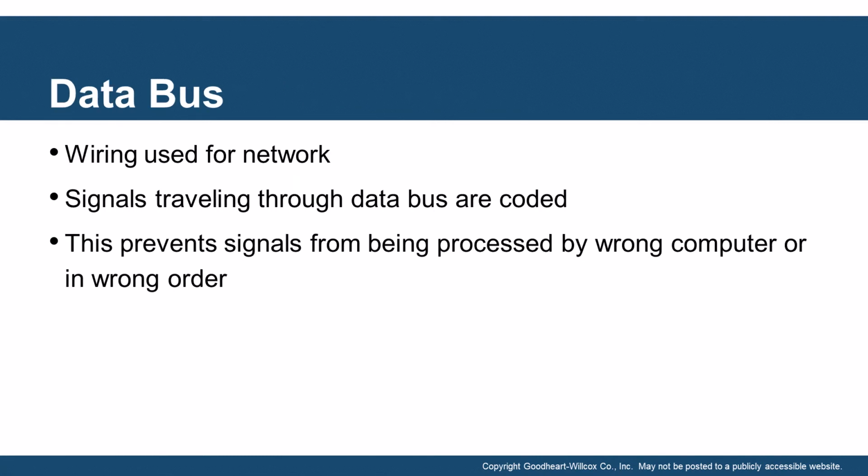With these networking systems, you're going to hear this term called a data bus. What's going on with the data bus? That is actually referring to the wiring that's used to create this network between the control units. The signals traveling through a data bus are coded. They actually have an identifier number, which is a specific address on where those messages are supposed to go. The reason for that is it prevents the signals from being processed by the wrong computer. If we give them a certain number, for example, 2, control units that are looking specifically for that number 2 will accept that message being sent.